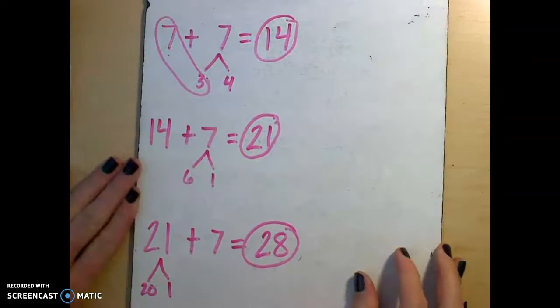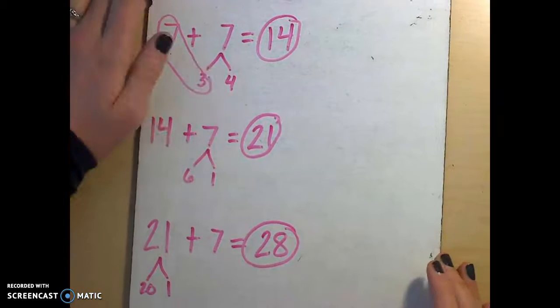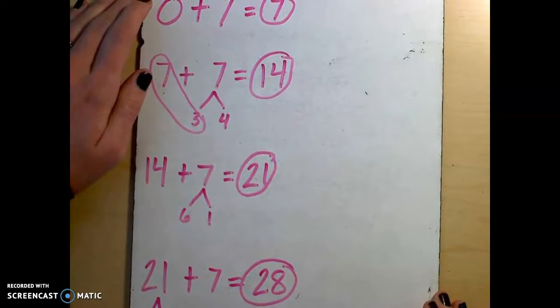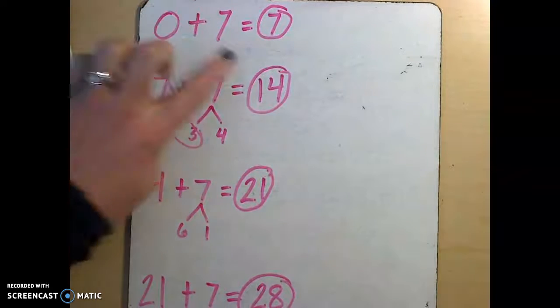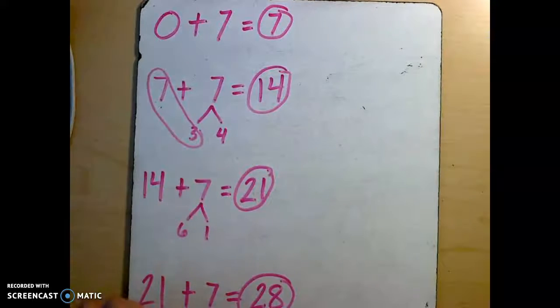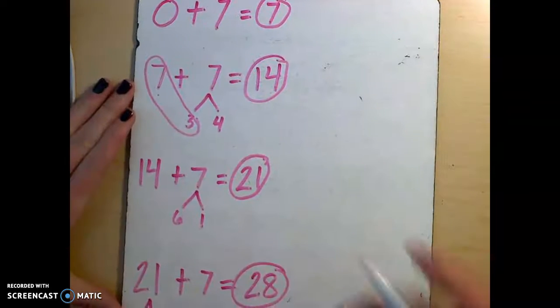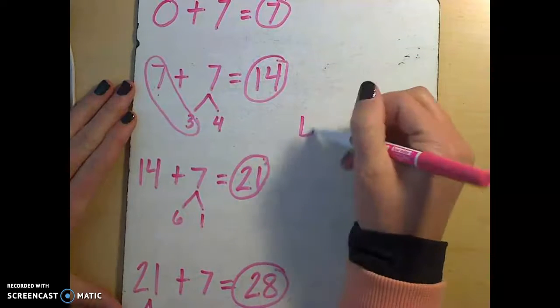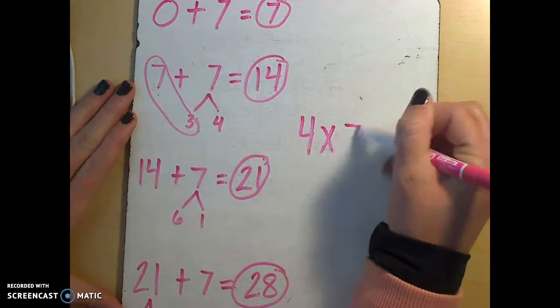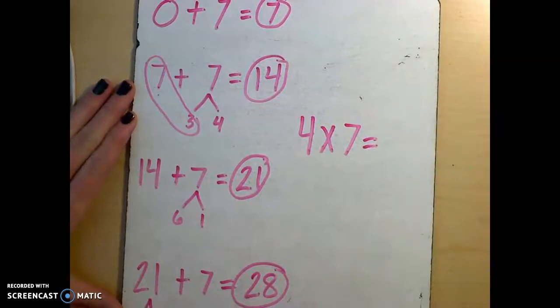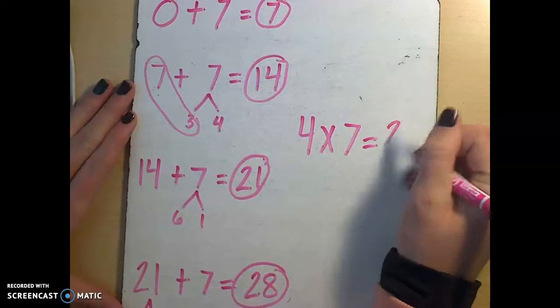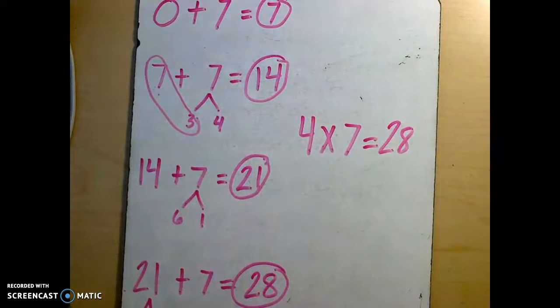This whole thing, let me scoot it down, represents our first problem. I have 4 groups of 7. Okay, so I've got 4 groups of 7, which gives me, right here at the bottom, 28. So this is another strategy of counting by sevens.